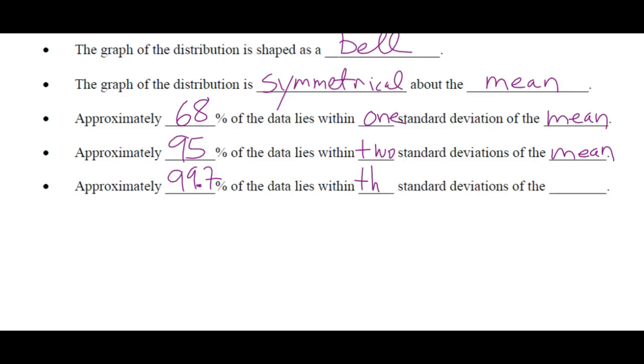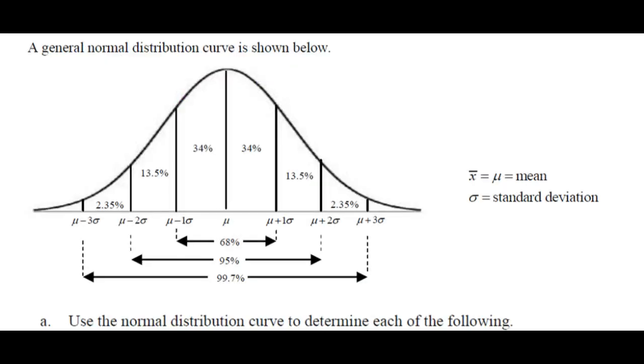Data lies within 3 standard deviations of the mean. So that's called the 68, 95, 99 rule. They tend to say 99, it's really 99.7. So 68, 95, 99.7 rule. So here's the rule, right? 68% within 1. Now, in this case, we're using mu for the mean. Right? Remember, calculator uses x with a bar. We use the letter mu.